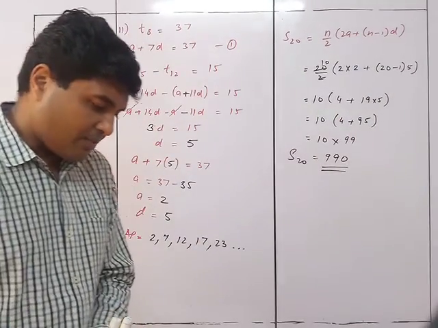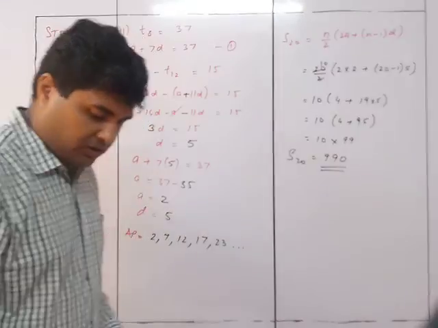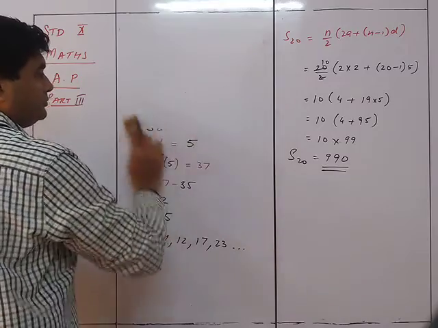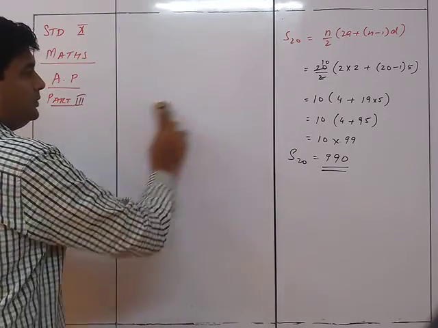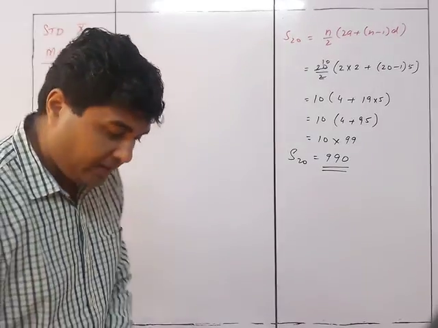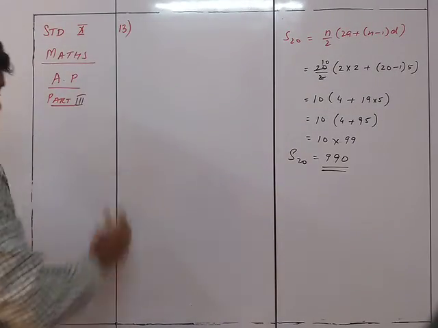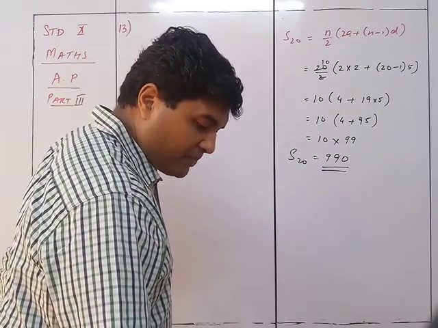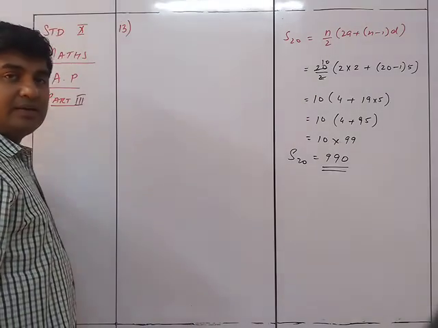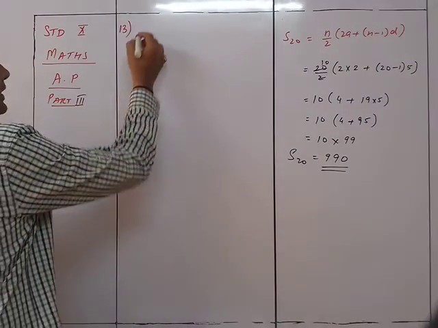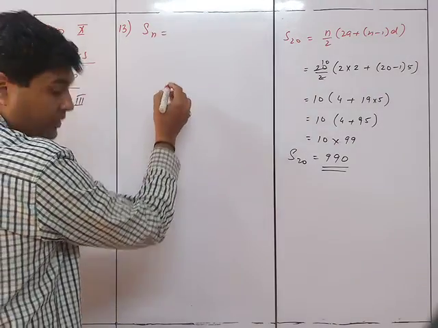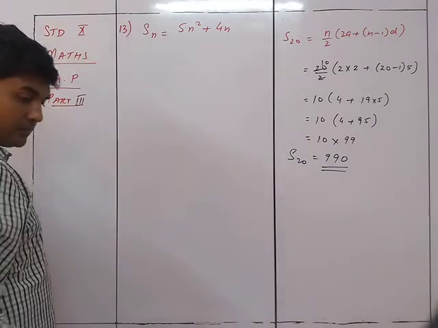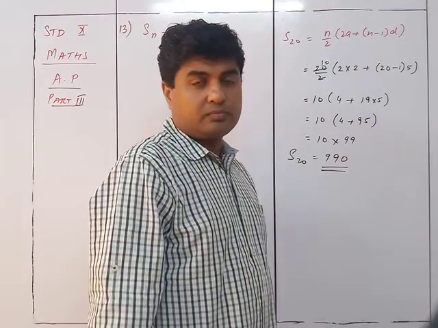We move on to the last sum of this exercise, sum number 13. So sum number 13 is this way. Next is the sum of nth natural number is 5n square plus 4n. Find the 8th term. So here it's a tricky sum. So we are given that Sn is equals to 5n square plus 4n. You need to find the 8th term. Okay?